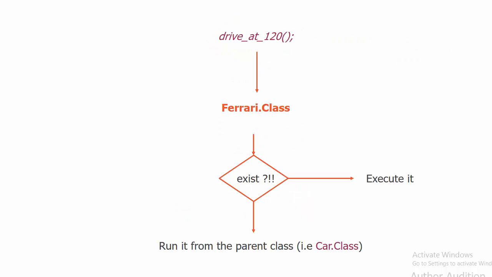What is happening here is that when the compiler finds a method called drive at 120, it goes searching for it in the instance class, which is called Ferrari, and if it exists in this class, it will just execute it, and if not, it will run it from the parent class, which is here the car class.